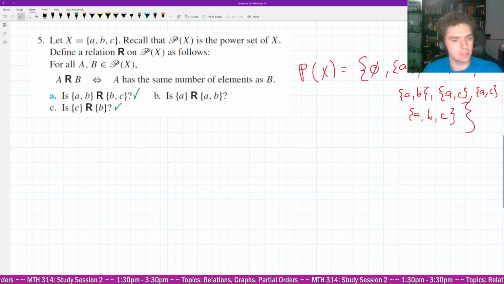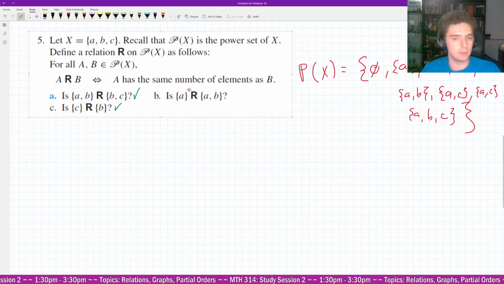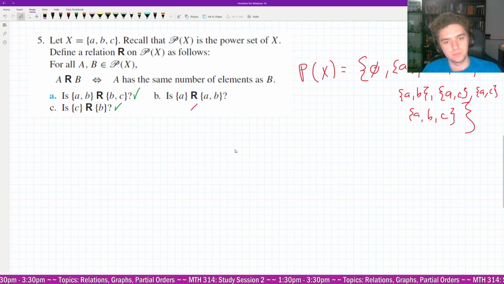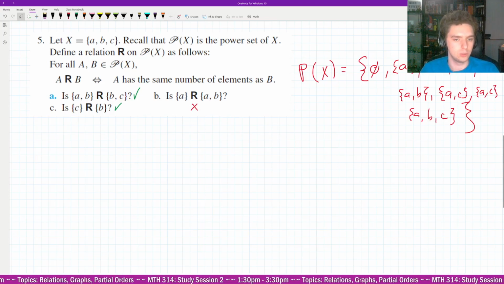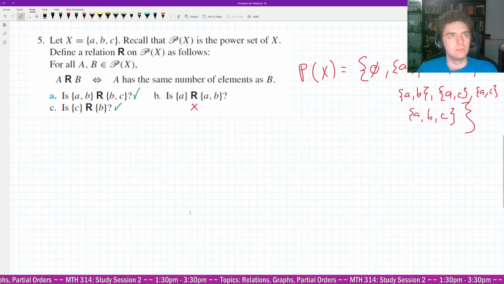This would be a true statement as well, because this is an element of the power set, this is an element of the power set, and they both have the same number of elements. And then this would be false. So true, false, true. That's what it is. There's that example. If there are any questions, let me know. But that's really all.